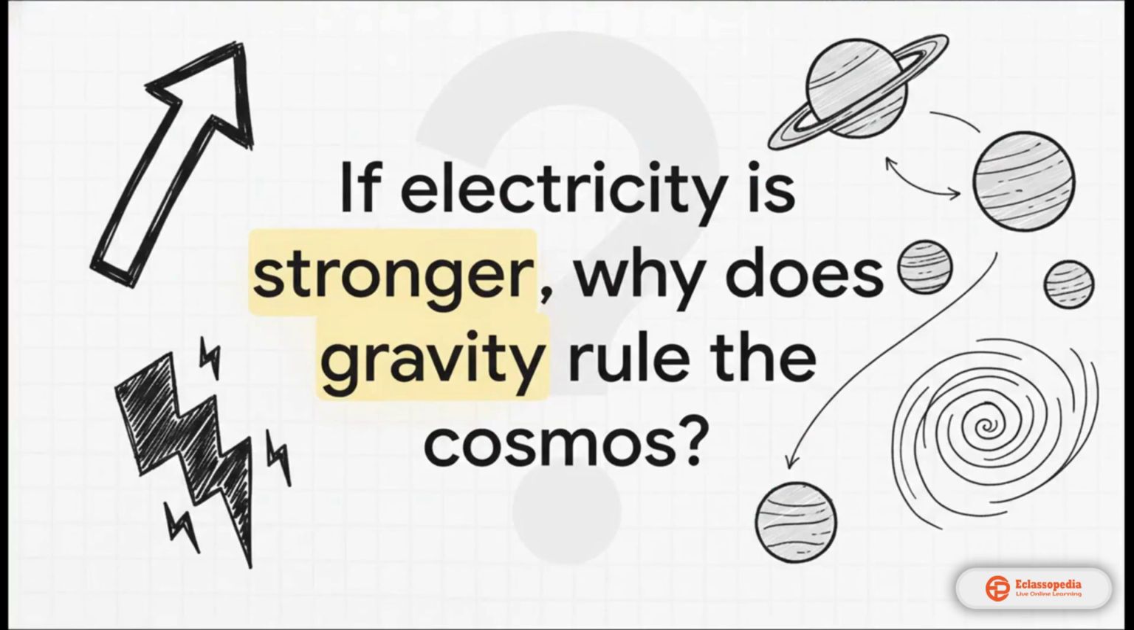And that brings us to a final, mind-bending thought. We've established that the electric force is astronomically, ridiculously stronger than gravity. So why is it that when we look up at the night sky, at planets, stars, and entire galaxies, gravity is the one running the whole show? Why aren't planets repelling each other? It's a question that really gets to the very heart of how these forces shape our entire universe.